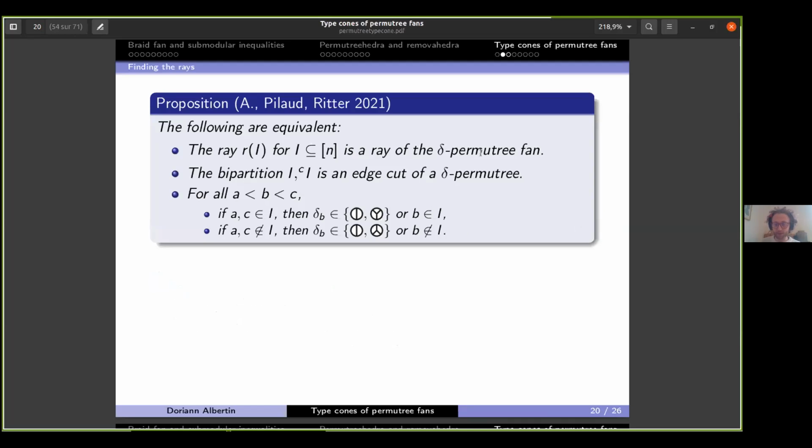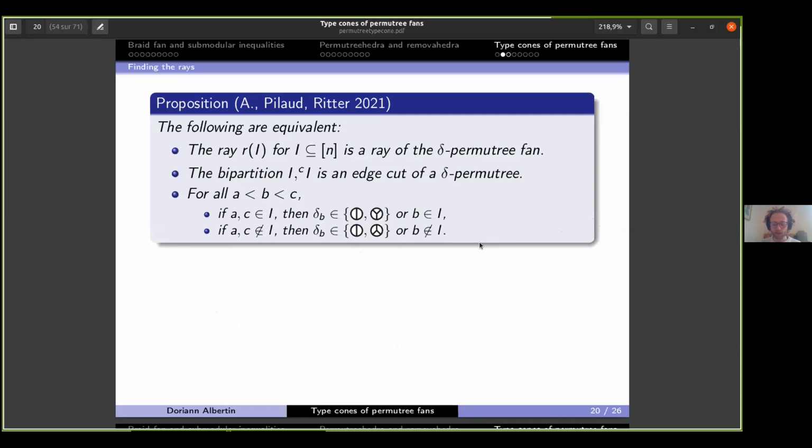So we have a nice combinatorial way of seeing the rays of the delta parametry fan. A ray of the braid fan is a ray of the delta parametry fan if and only if it is an edge cut of some delta parametry. This was known from Pilaud and Pons' parametry article, but we got a nicer combinatorial way of seeing it that I will explain on an example.